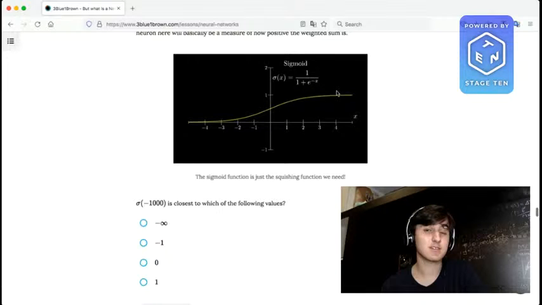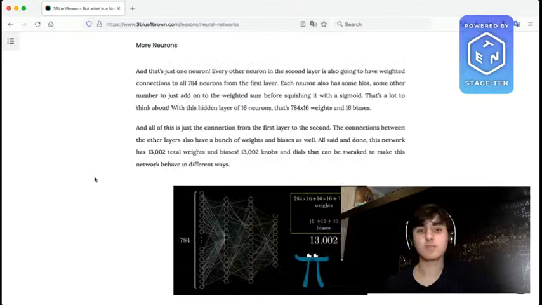With this hidden layer of 16 neurons, that's 784 times 16 weights and 16 biases. And all of this is just the connection from the first layer to the second. The connections between the other layers also have a bunch of weights and biases as well. All said and done, this network has 13,002 total weights and biases. 13,002 knobs and dials that can be tweaked to make this network behave in different ways. And that's how they calculated 13,002.